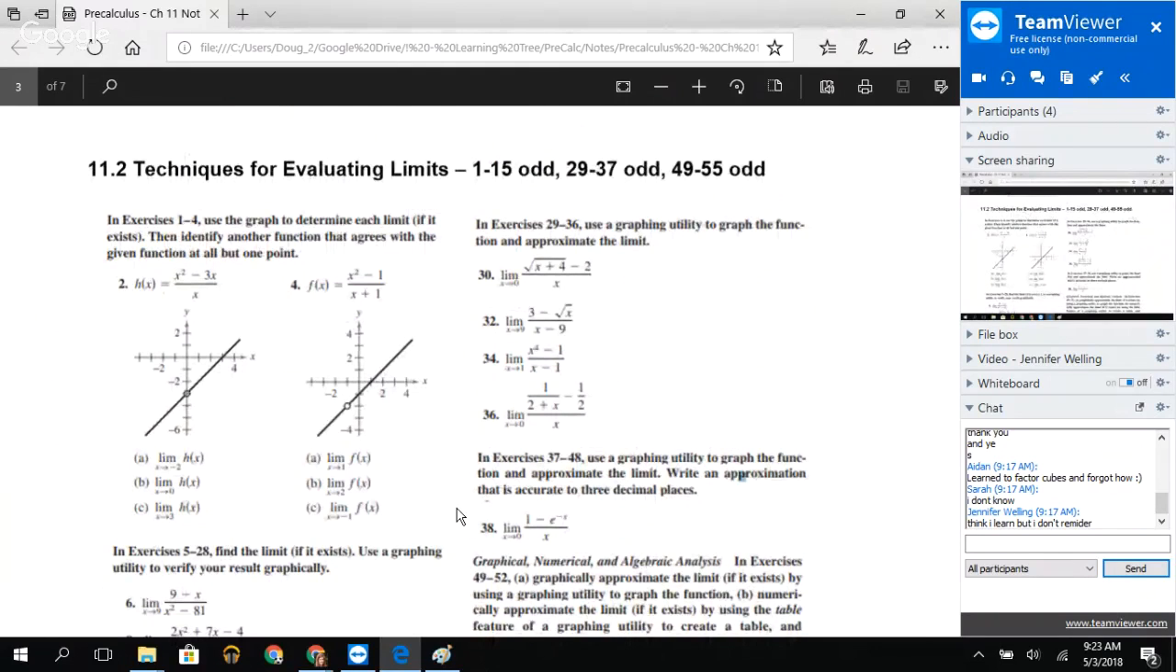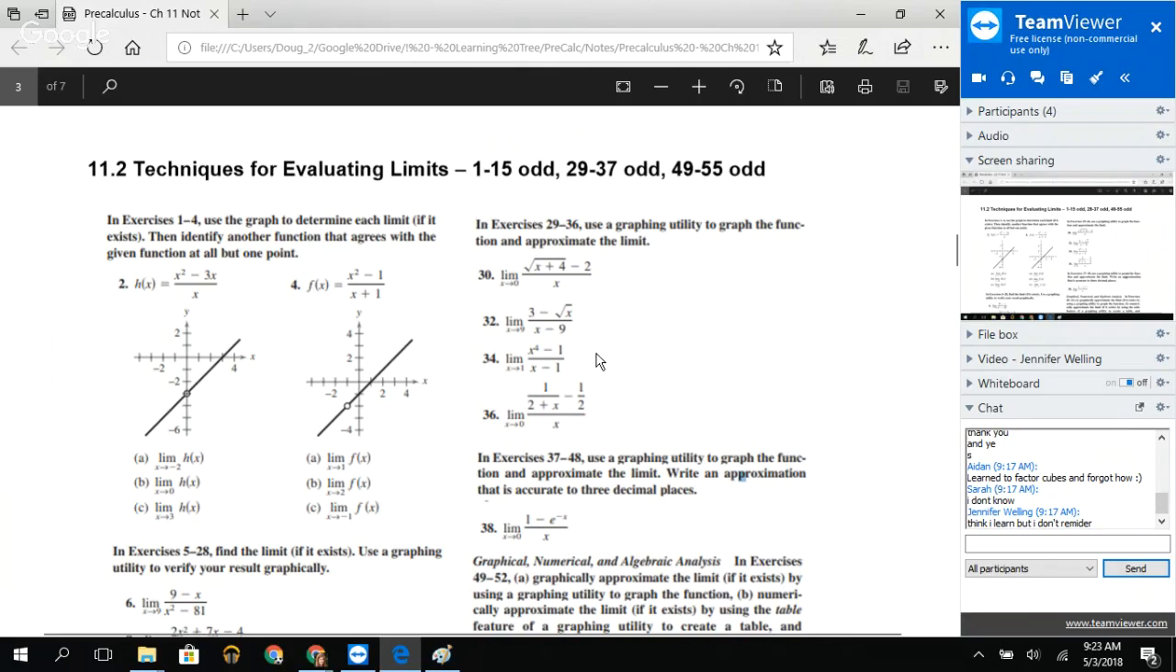All right, so then in 29 through 37, we switch gears a little bit, and it says use a graphing utility to graph the function and approximate the limit. So in these functions, we are just going to go straight to our graphing function. For example, number 32, the limit as x approaches 9 of 3 minus the square root of x over x minus 9. If I put in x equals 9, I'm going to get 0 over 0. And so I need to figure out what happens as I get close to 9.